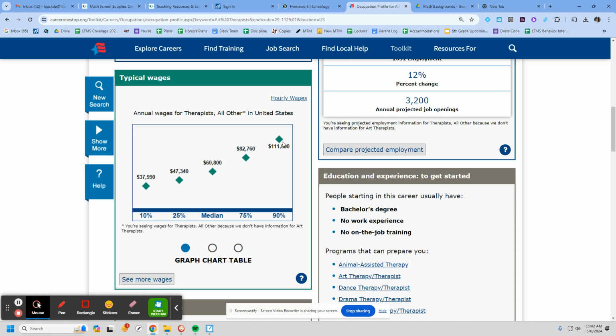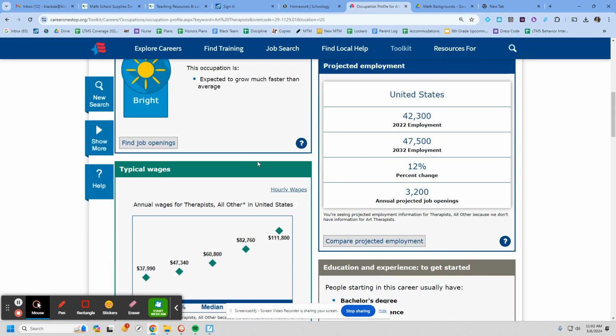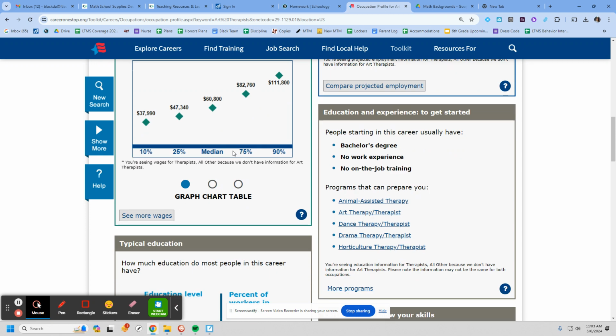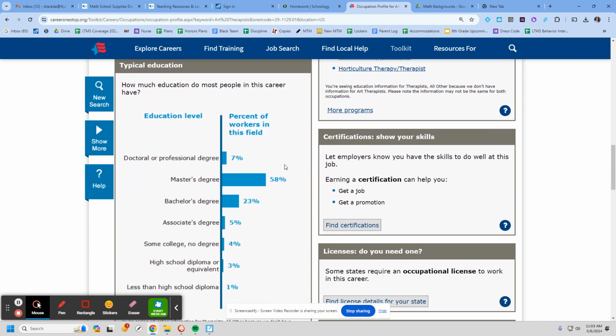So for this research, you guys are just going to be looking at the median salary, which you can see it says median right in the middle, because that's usually about the average salary, not the lowest, not the highest, right in the middle. So this job, what job is it? An art therapist. The average art therapist makes about $60,000. And then it tells you people usually have a bachelor's degree.